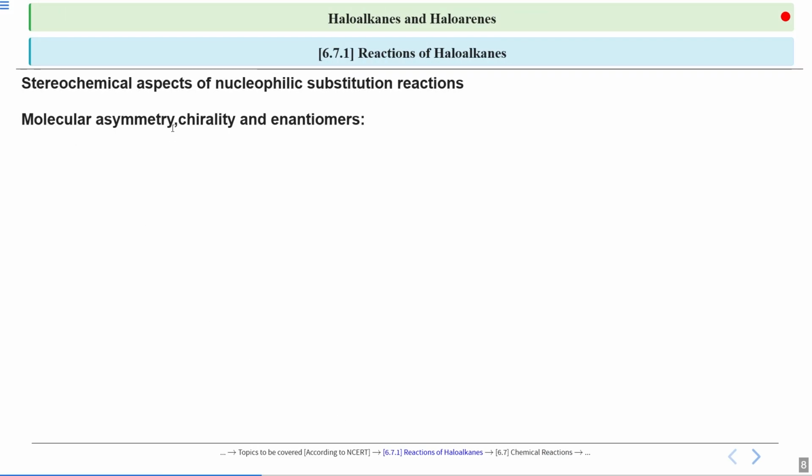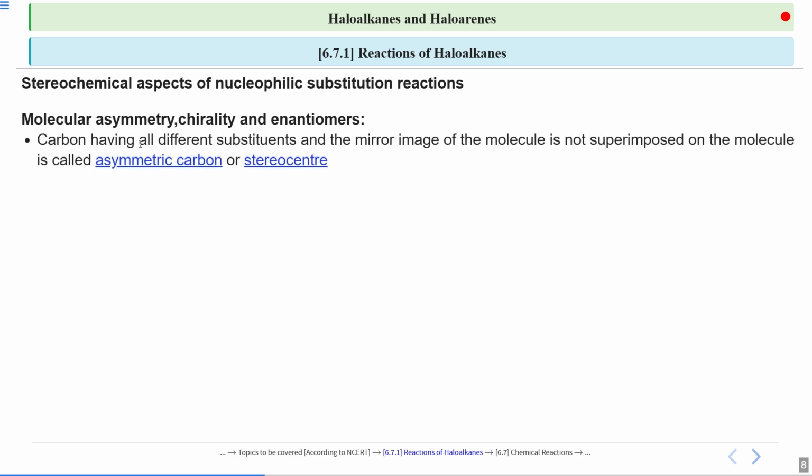Molecular asymmetry, chirality, and enantiomers. So let's see what these are. A carbon having all different substituents, where the mirror image of the molecule is not superimposable on the molecule, is called an asymmetric carbon or the stereocenter.